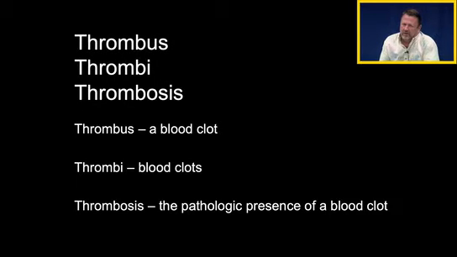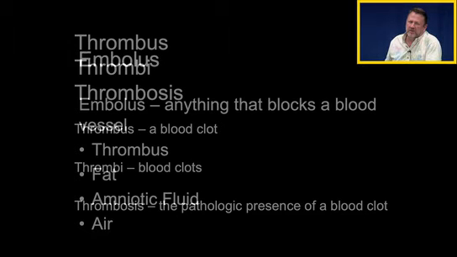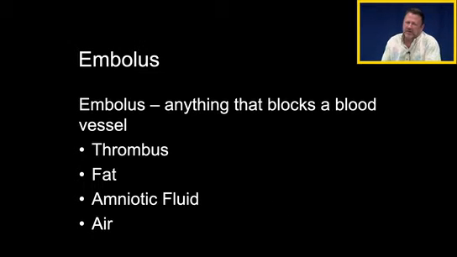Our grammar lesson of the day: a thrombus is a singular blood clot. Thrombi are multiple blood clots, and thrombosis, anything that's osis, is the pathologic presence of something. And so a thrombosis is the presence of a blood clot. All right, so again, a thrombus is a blood clot. Please do not confuse that with embolus.